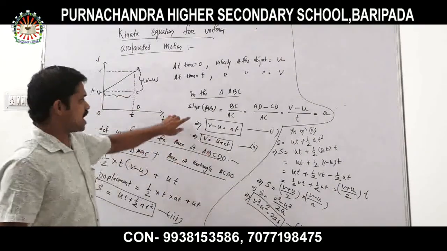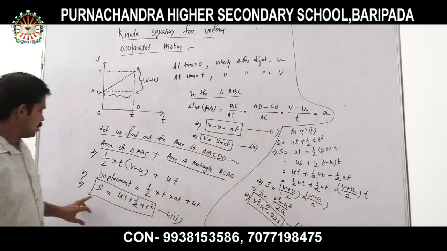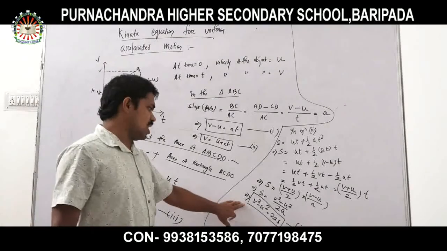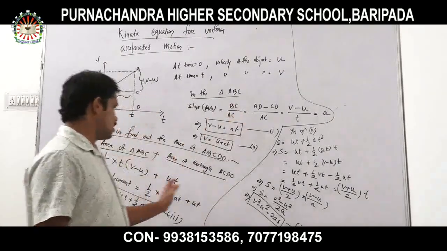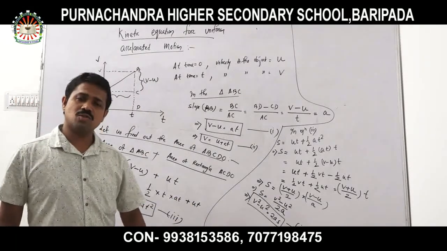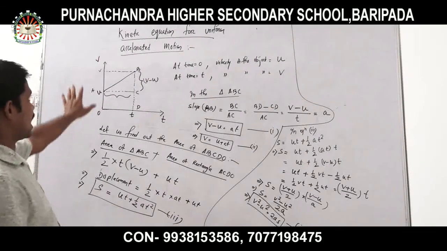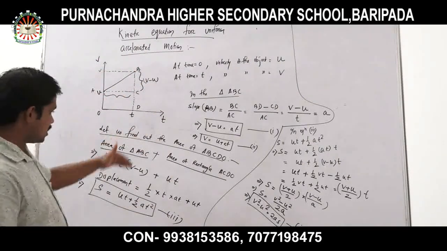Again I will repeat. First kinetic equation: V minus U is equal to AT. Second: S is equal to UT plus half AT square. And the third one: V square minus U square is equal to 2AS. So these are the 3 kinetic equations. Understood all of you? In this way you can derive the kinetic equations of motion for uniformly accelerated motion.